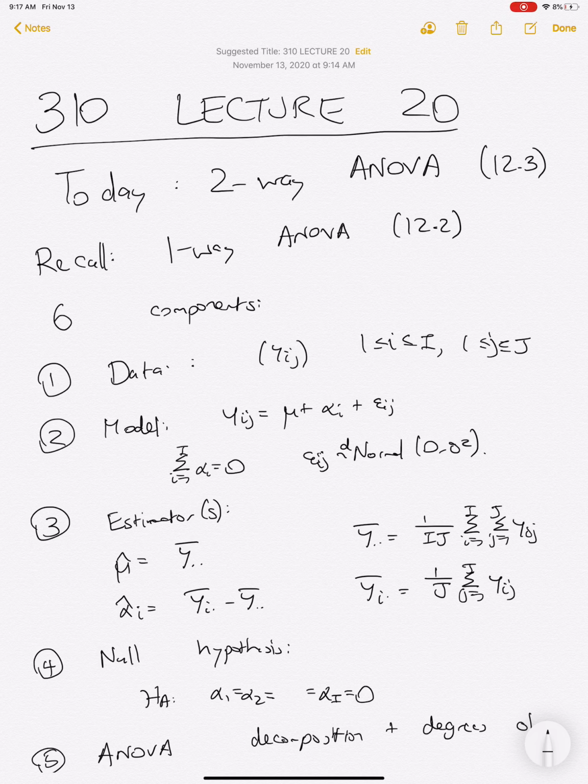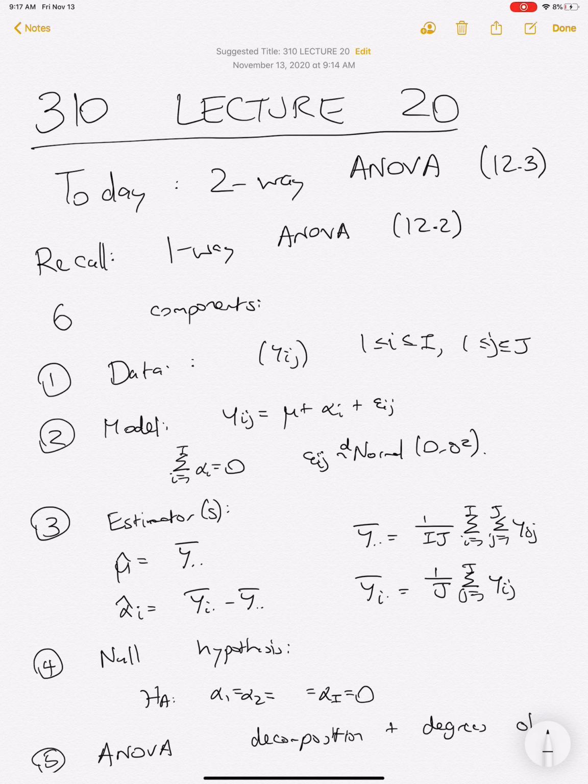The first one is the data. So the data here is Yij. You have two subscripts here. One is i between 1 and I, where I is the number of different groups. You can think of that as the number of different states. And J is the number of samples for each group, or samples for each factor. We assume that they're all the same, and that's a nice simplifying assumption.